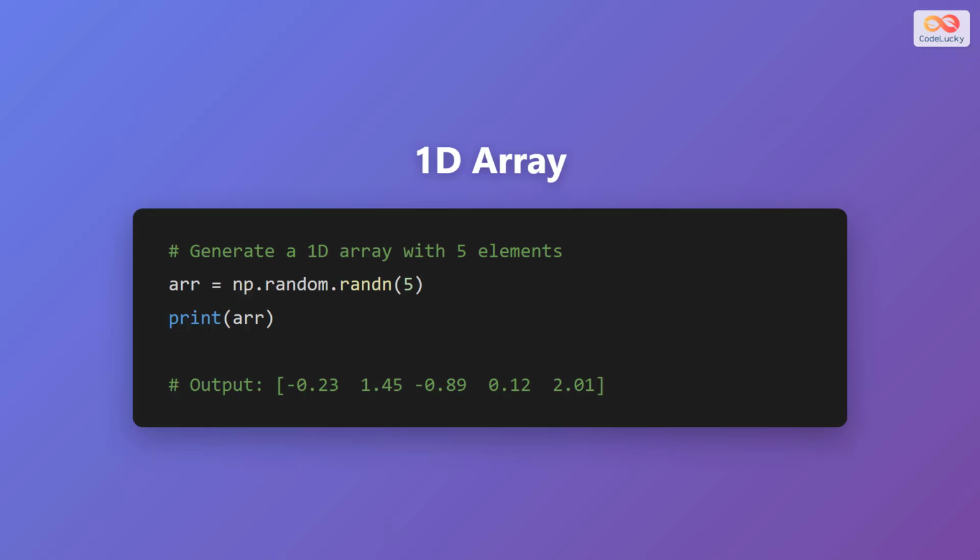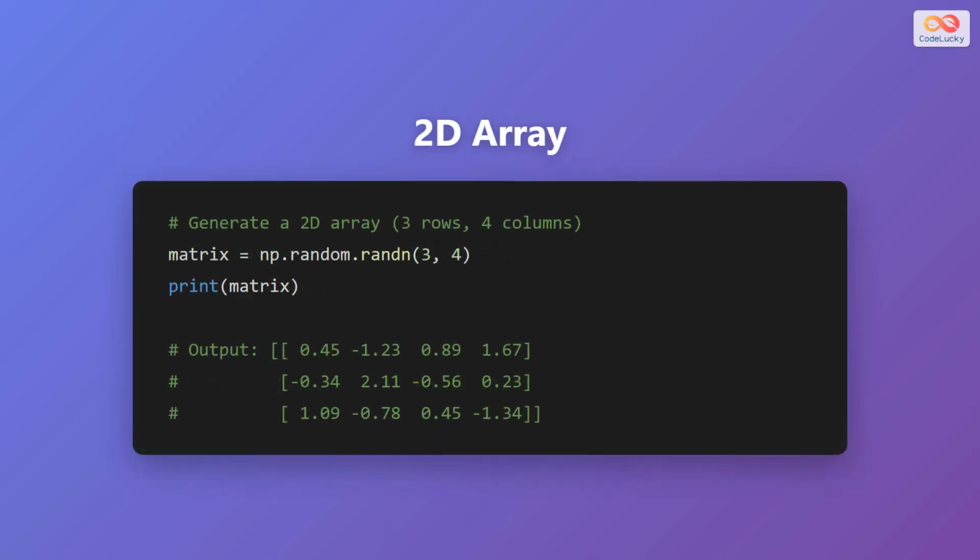To create a one-dimensional array, pass a single integer as the argument. For instance, np.random.randn with the argument 5 generates an array containing 5 random numbers. The output shows values like -0.23, 1.45, and so on, all sampled from the normal distribution.